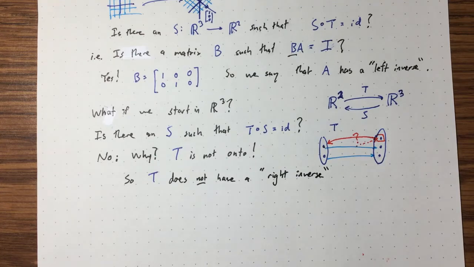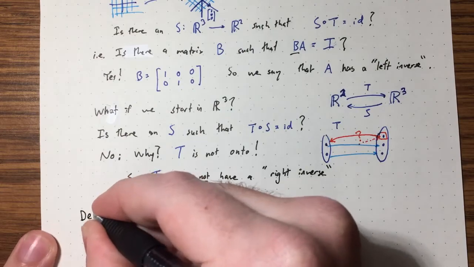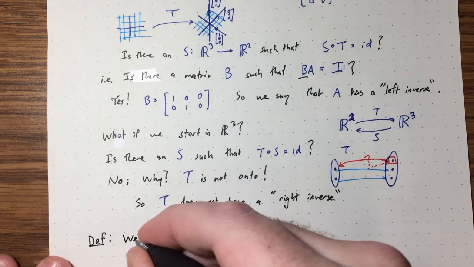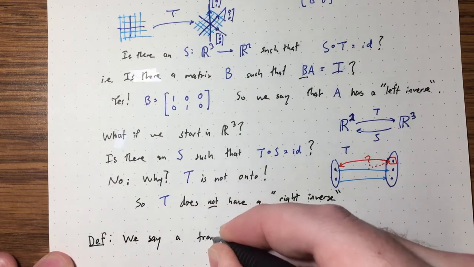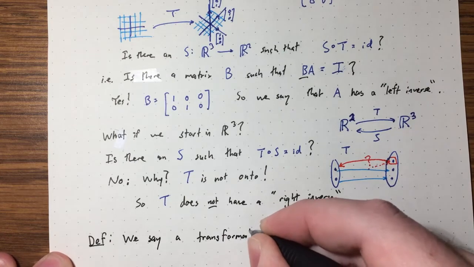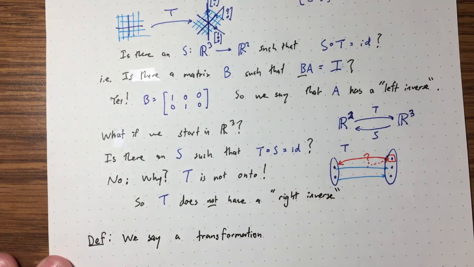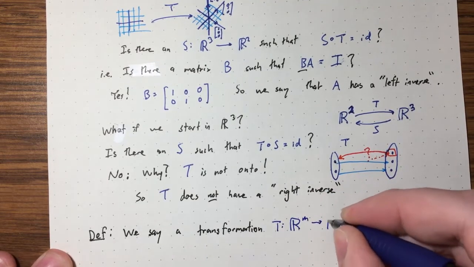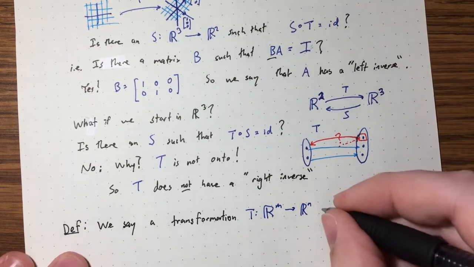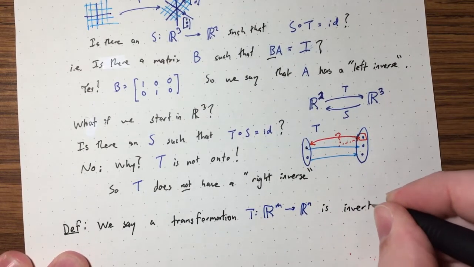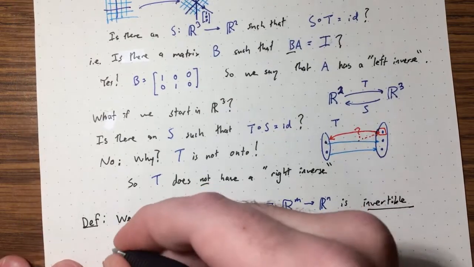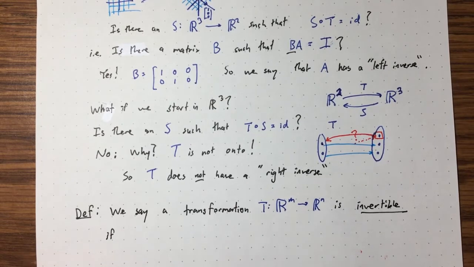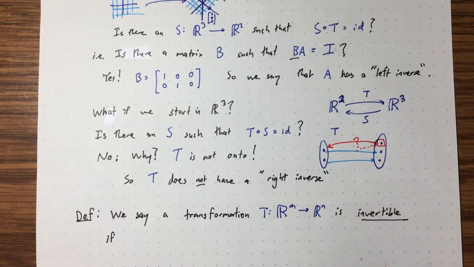Well, I think it's time to define what we mean by an invertible transformation. And this is the motivation. So first I'm going to define this for transformations, and I'm going to immediately define it for matrices. It's the same concept. So a transformation from, let's say, Rm to Rn is invertible. Extremely important concept. If, what do we want to have? We want to have both a left inverse and a right inverse in order to call it truly invertible.